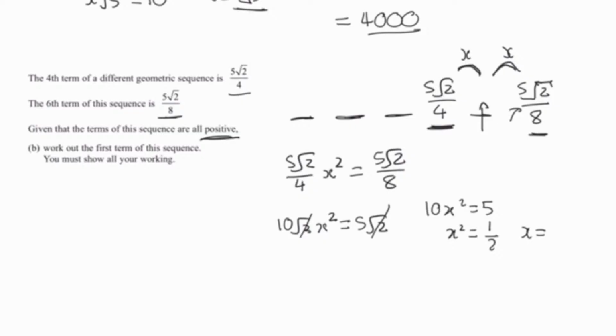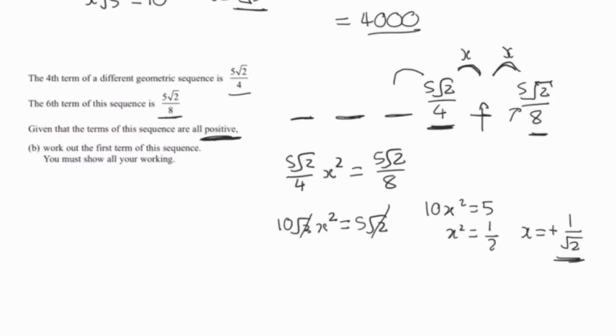And this is where this statement becomes important. It says, given that the terms of this sequence are all positive, that means we're going to take the plus 1 over root 2. Because if it was negative, then we'd get some negative terms in our sequence. So our multiplying term has to be positive. Now that we've found our multiplying term, we're just going to work backwards to find the first term.